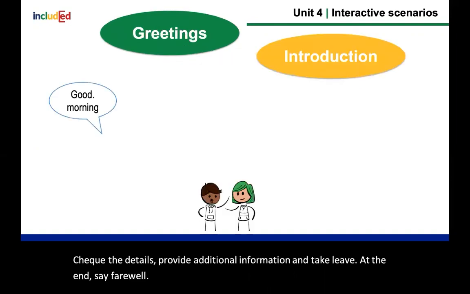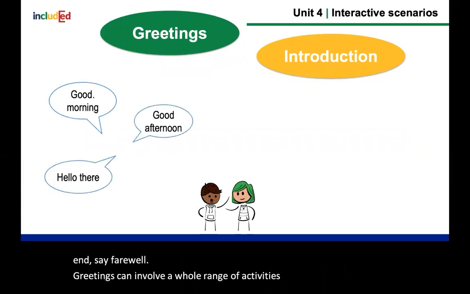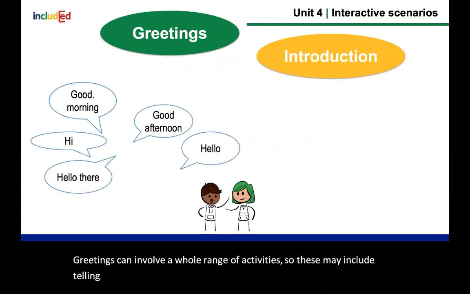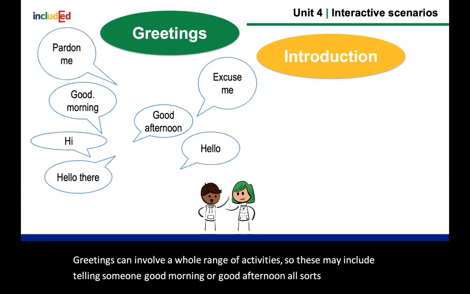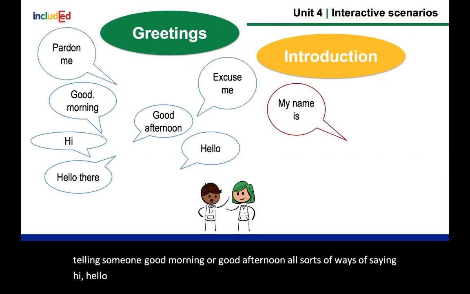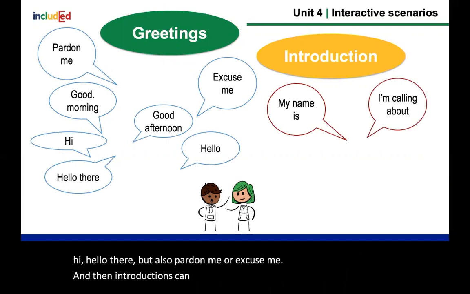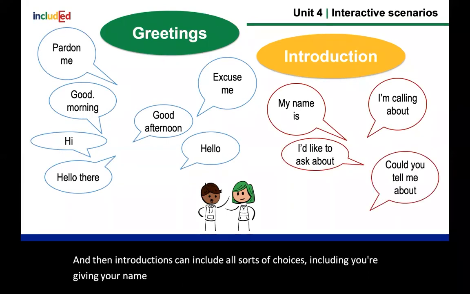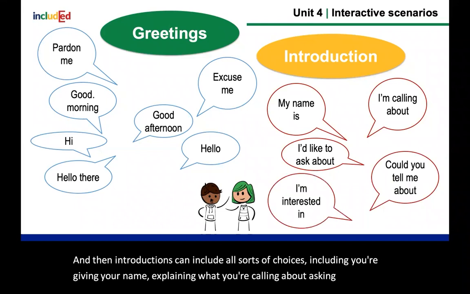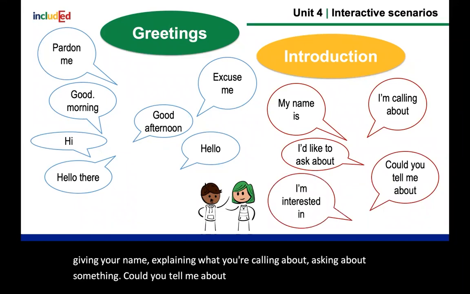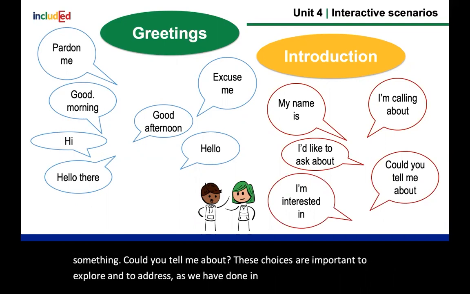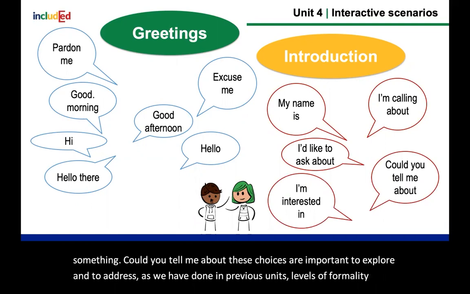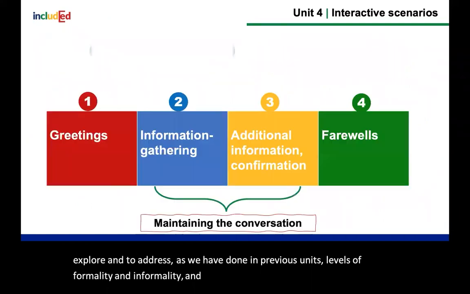Greetings can involve a whole range of activities. So these may include telling someone good morning or good afternoon, all sorts of ways of saying hi, hello, hello there, but also pardon me or excuse me. And then introductions can include all sorts of choices, including giving your name, explaining what you're calling about, asking about something, could you tell me about? These choices are important to explore and to address, as we have done in previous units, levels of formality and informality and distance with the speakers.